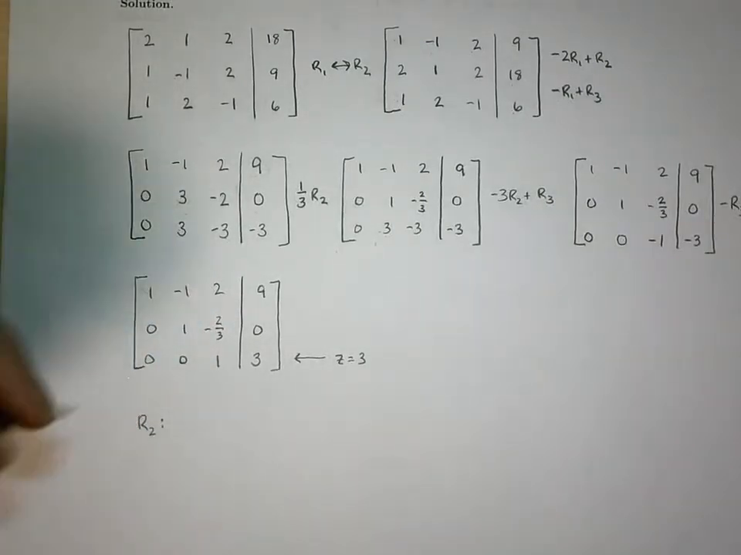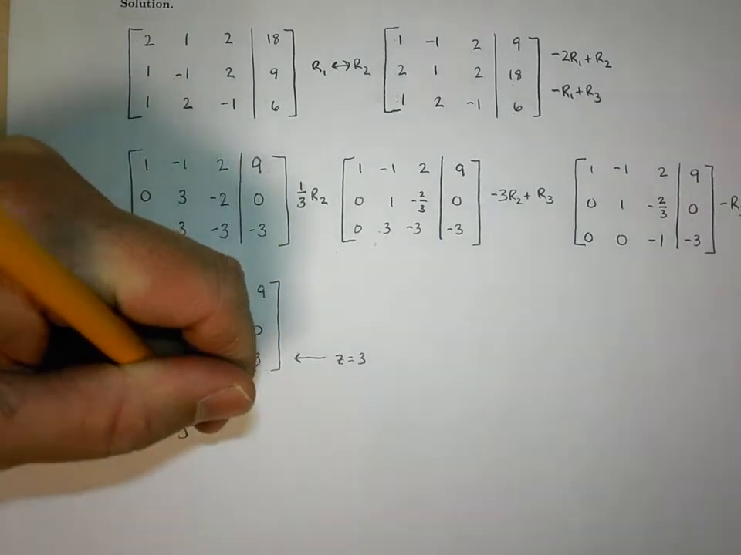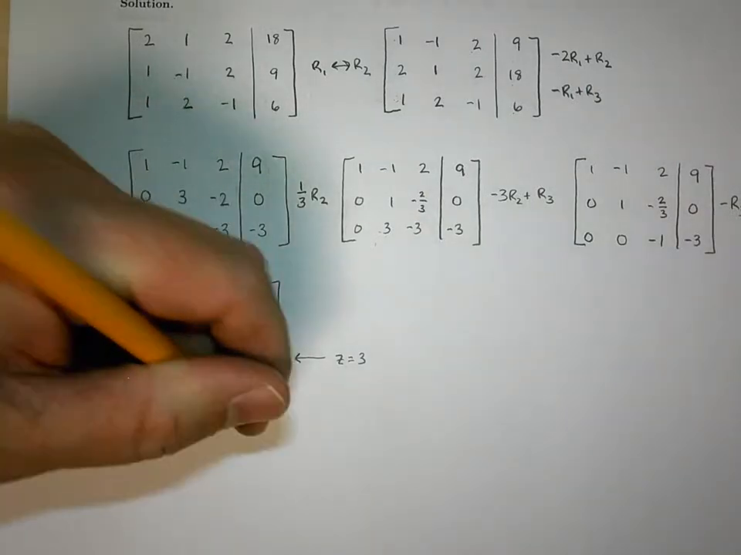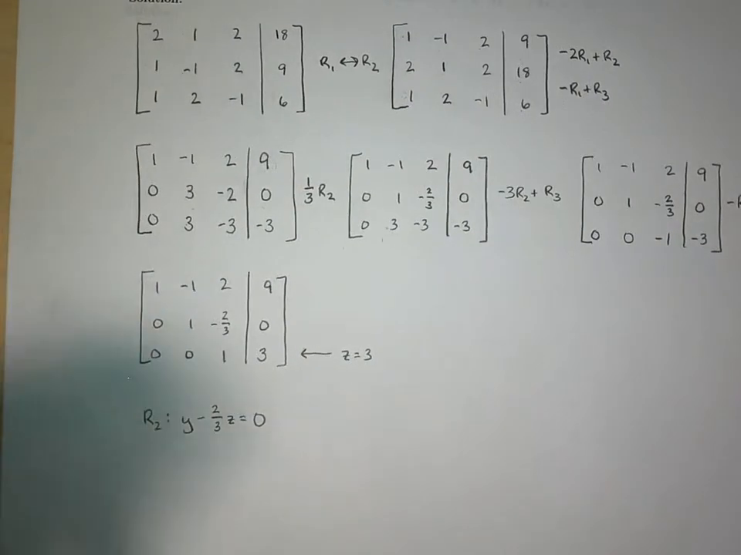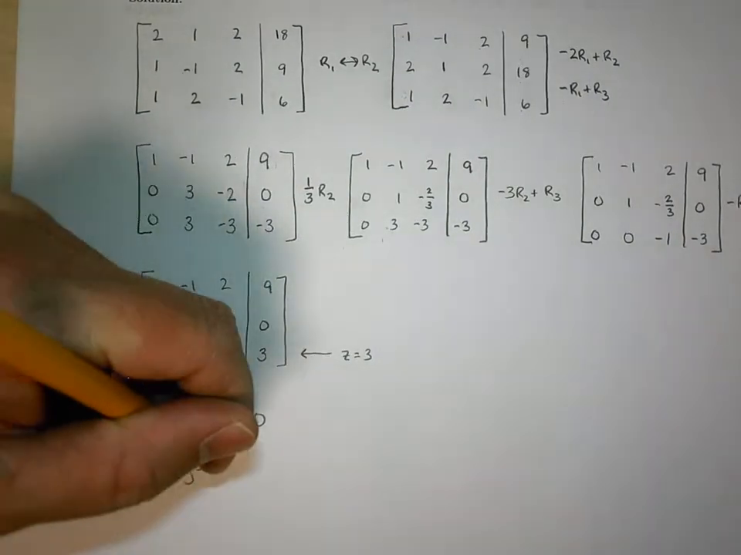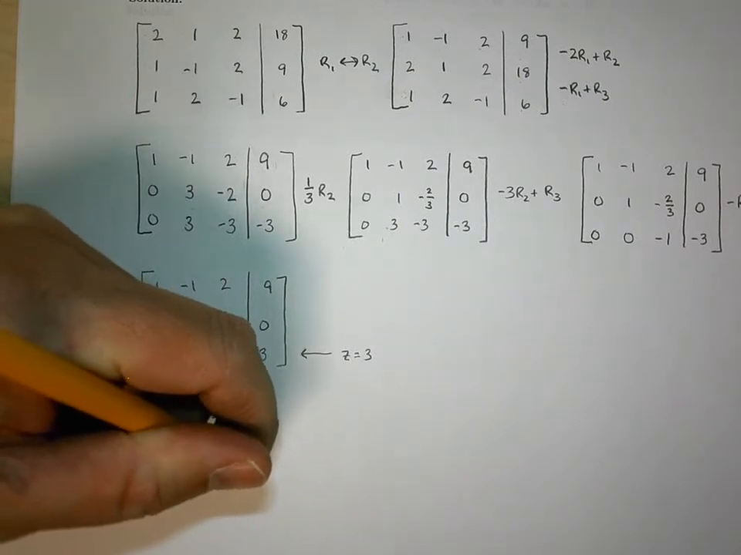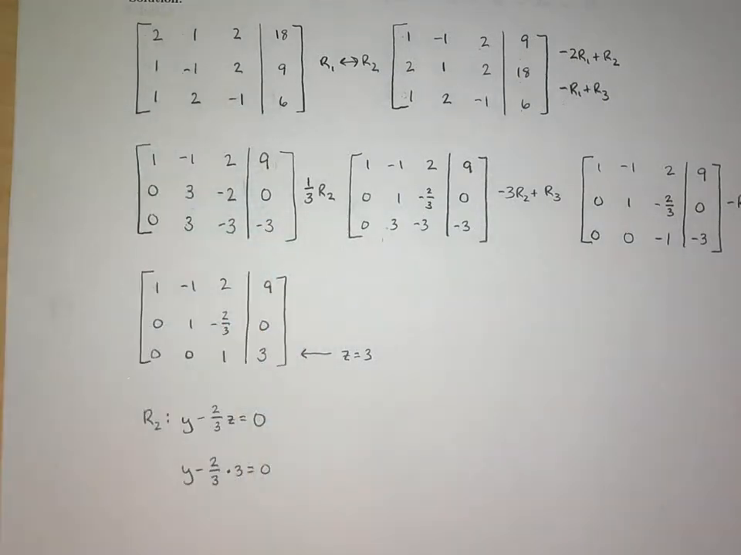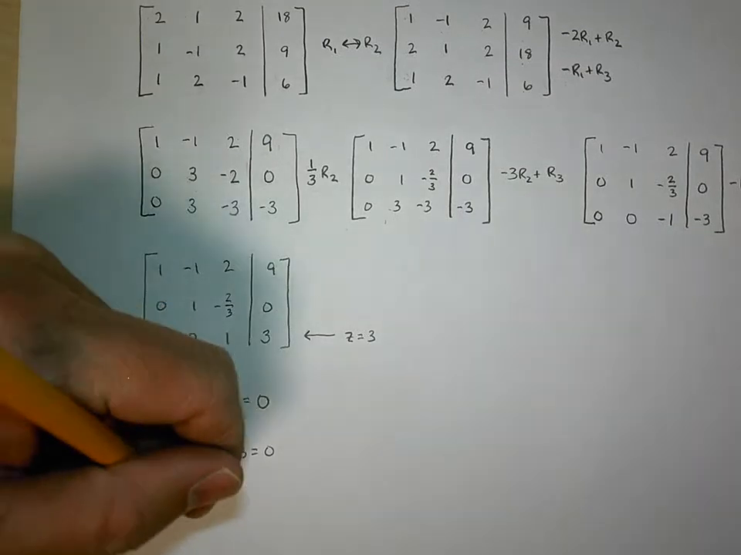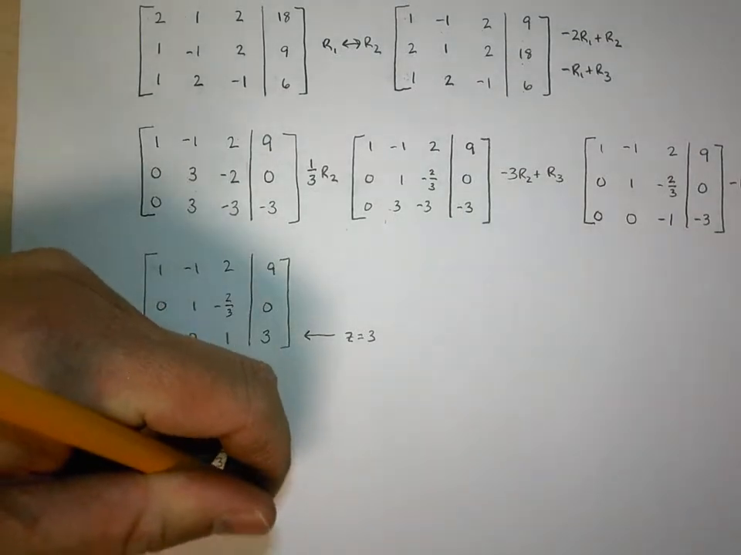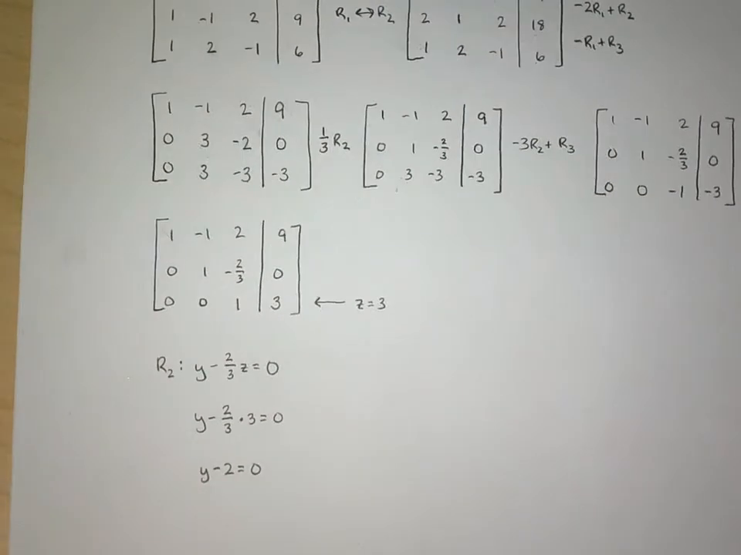So the second row says y minus 2/3 z equals 0. Well, we happen to know that z is 3, so that's y minus 2/3 times 3 equals 0. 2/3 times 3 is just 2, so I have y minus 2 equals 0. Therefore, y equals 2.